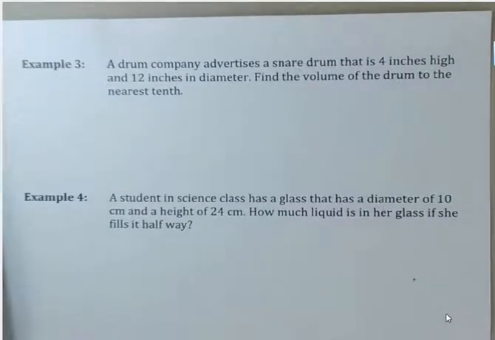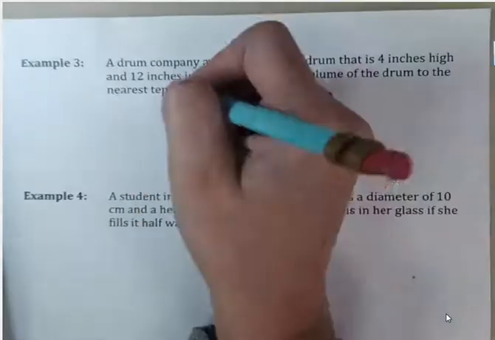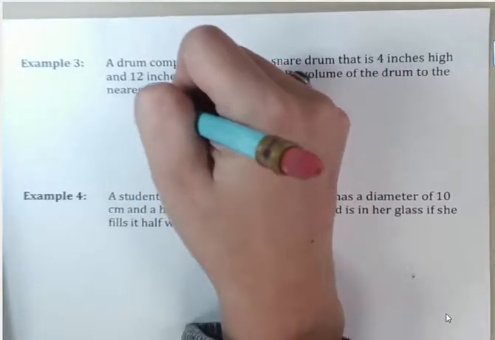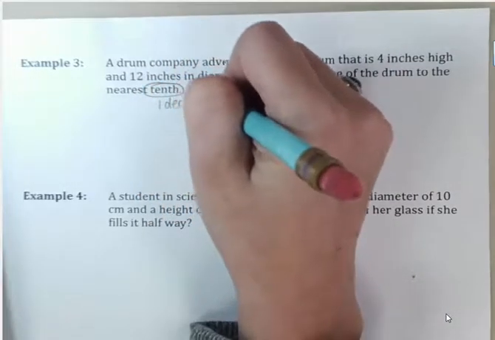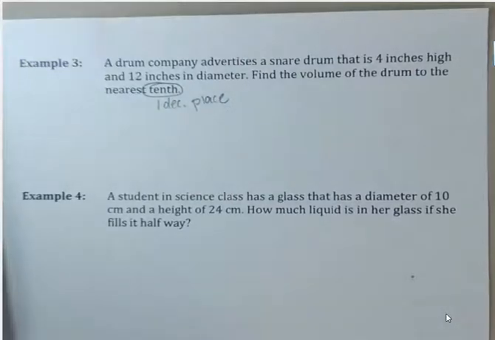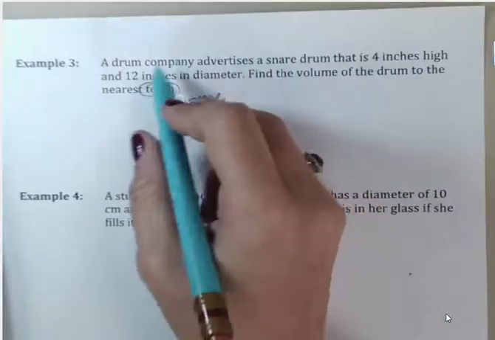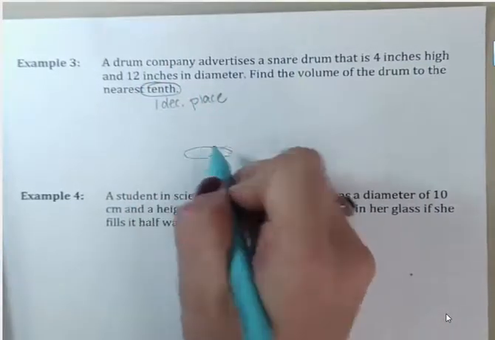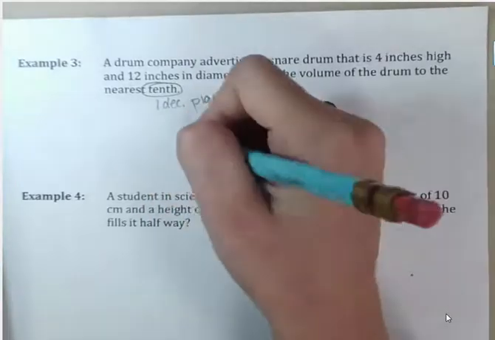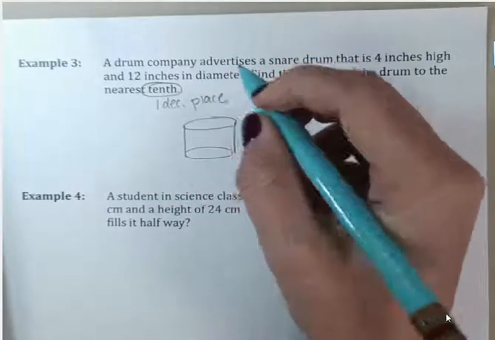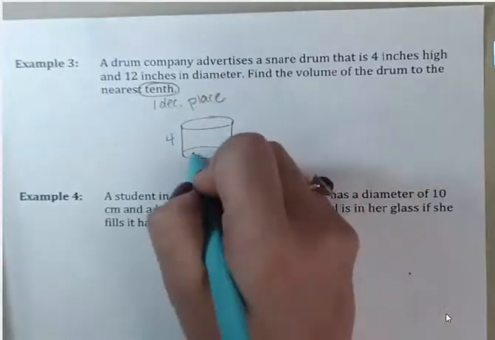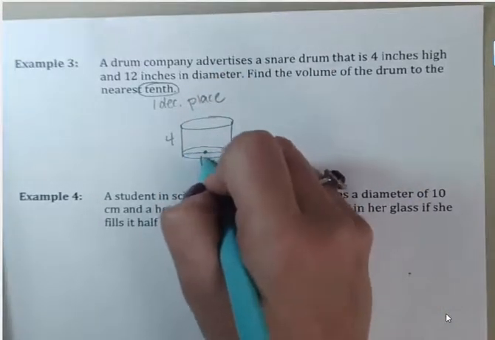So, a drum company advertises a snare drum that is 4 inches high and 12 inches in diameter. Find the volume of the drum to the nearest tenth. Tenth, I'm going to have 1 decimal place. Alright, well, you have to know something about drums. You have to know that they're cylindrical. So I know that it's 4 inches high and 12 inches in diameter. So I'm going to draw my circle. Okay, not perfect, but it's 4 inches high and the diameter is 12.